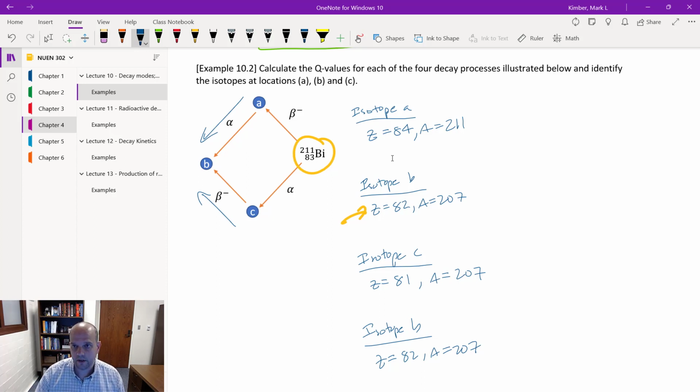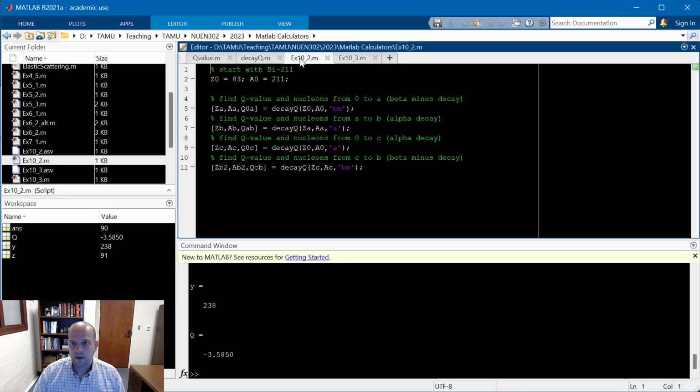Let's use this calculator here. And so my initial bismuth 211, I'm going to have 83 protons, I'm going to have 211 nucleons, and so I can just call that function that I just stepped you through, that decay Q, and I can start with that Z naught and A naught. And if I go from point 0, which is bismuth 211, to isotope A, that's a beta minus, so that will give me the Z and A at that location A, and also the Q from 0 to A.